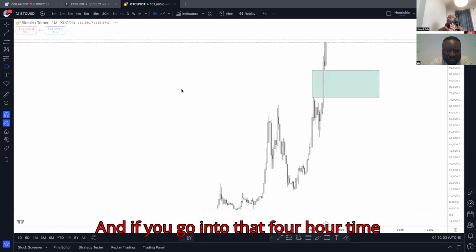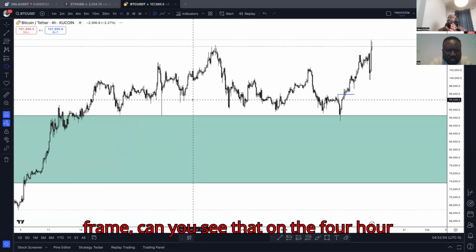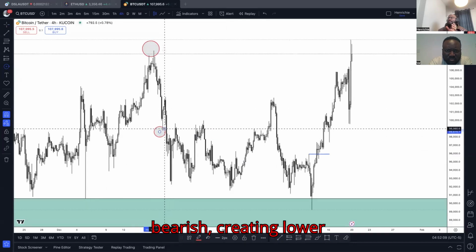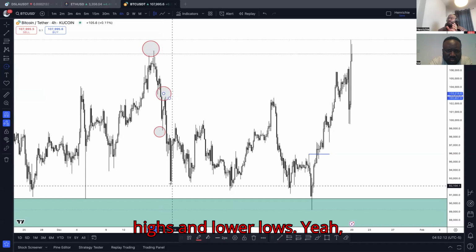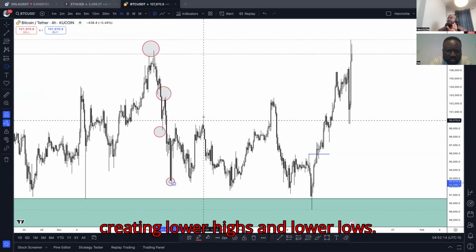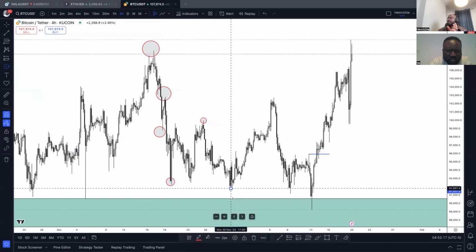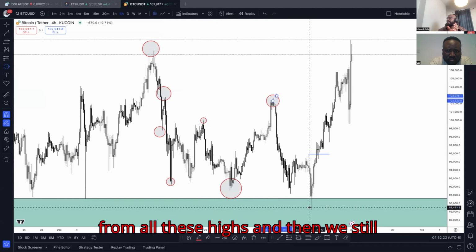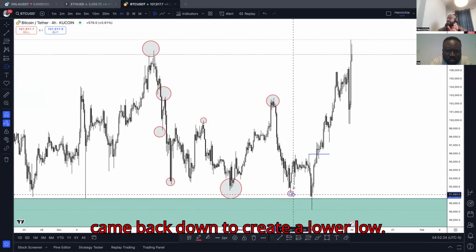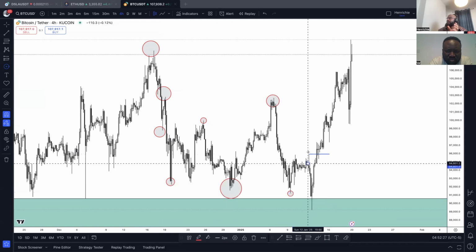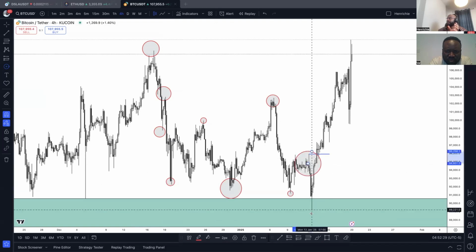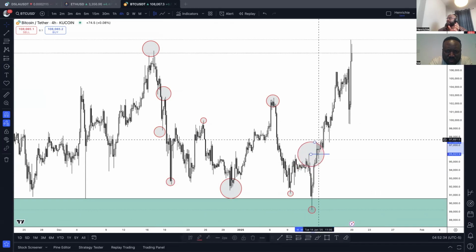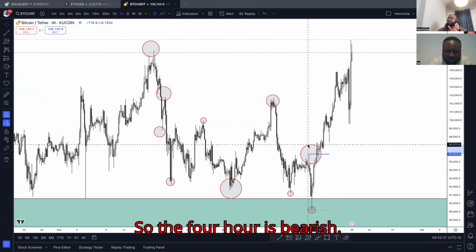And if you go into that 4 hour time frame, can you see that on the 4 hour time frame, this right here was bearish, creating lower highs and lower lows. And then right here, we took liquidity from all these highs, and then we still came back down to create a lower low, to create a lower high and a lower low. So the 4 hour is bearish.